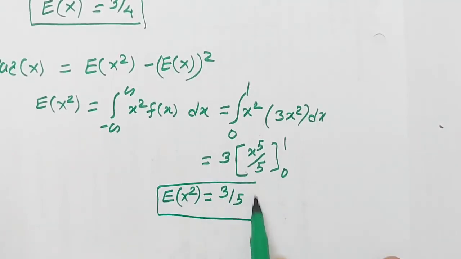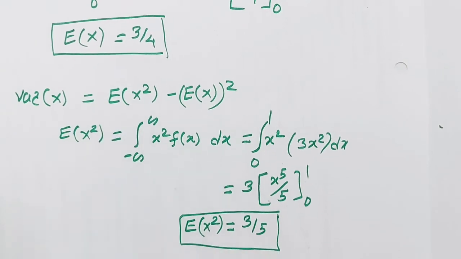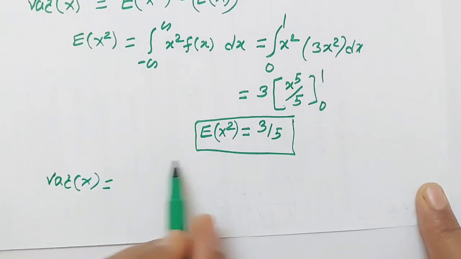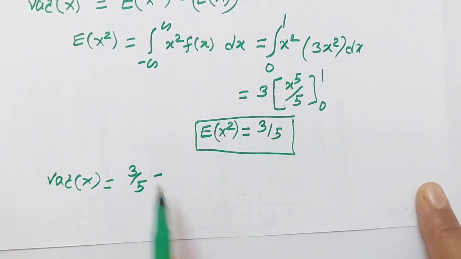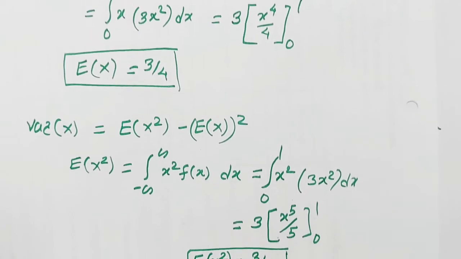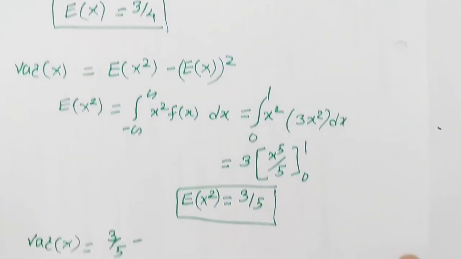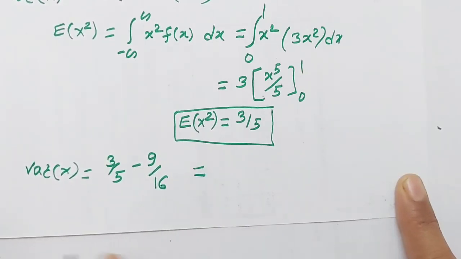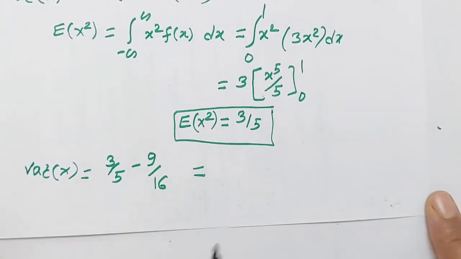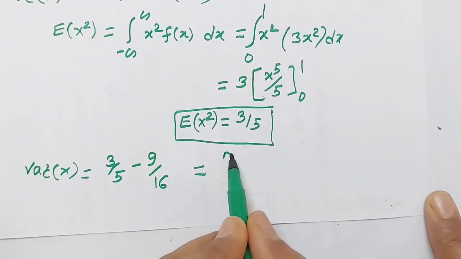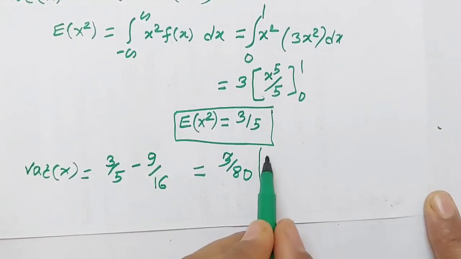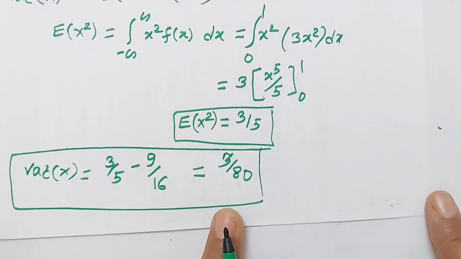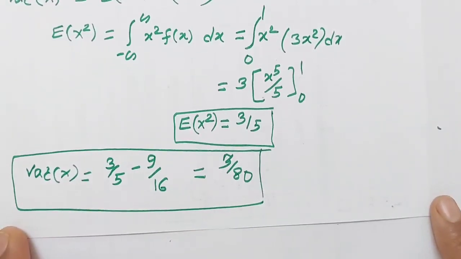Now if we put this value in our formula, then variance of x is equal to expectation of x square, that is 3 by 5, minus expectation of x whole square, that is 3 by 4 whole square. So 3 by 4 whole square is 9 by 16. Simplify this term. If we cross multiply and then simplify, we get 3 by 18. So hence variance of x equals 3 by 18. In the next step, if we take the under root of this term, that is nothing but the value of the standard deviation.